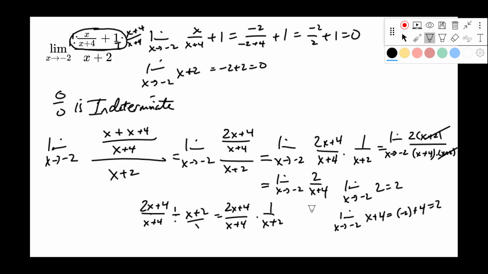So the limit then, this entire limit, I'll come up here because I'm running out of room. The limit as x goes to -2 of x over x plus 4 plus 1 over x plus 2 is 2 over 2. It's 1. And that's the correct answer. And again, there's a hole at the point -2, 1. This is a removable discontinuity at x equals -2.